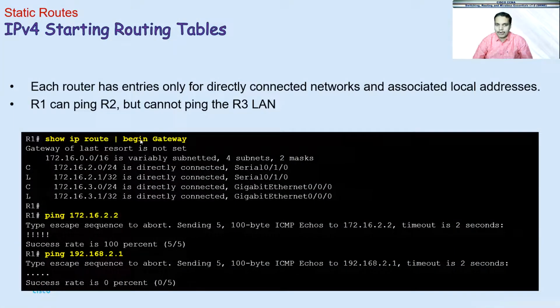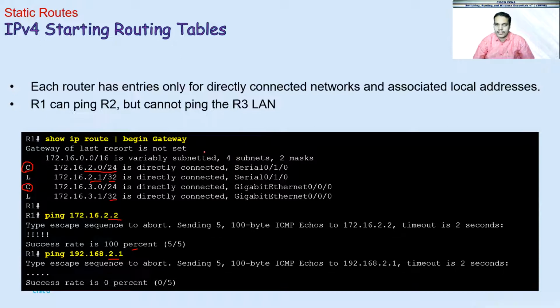When you type in show ip route and begin gateway, because currently there is no default gateway set, it says that the gateway of last resort is not set. And as I told you, we have these two networks designated by C, telling you that these are directly connected networks, and the local routes are there with the IP addresses matched. You can see that it is written as /32 here. The /32 tells you that all the bits need to match. When you try to ping R2, it is 100%, but when you try to ping R3's LAN, the success is 0%. So this is how initially R1's routing table entries are shown.